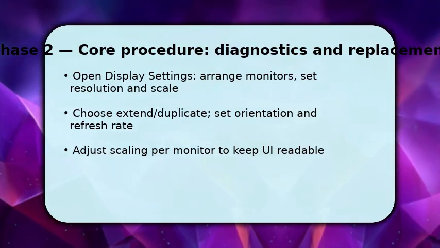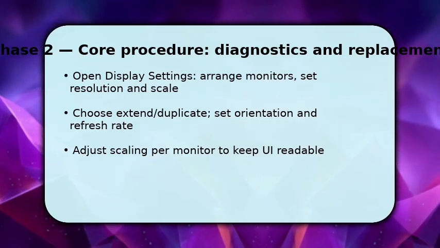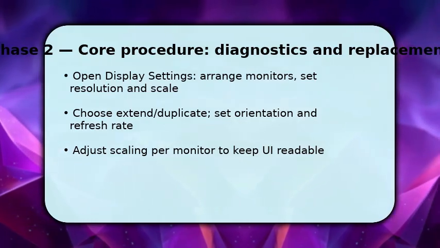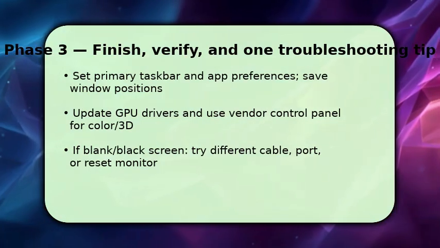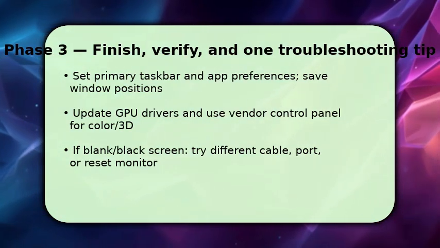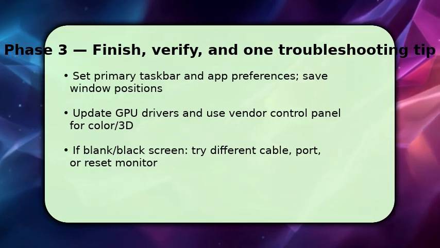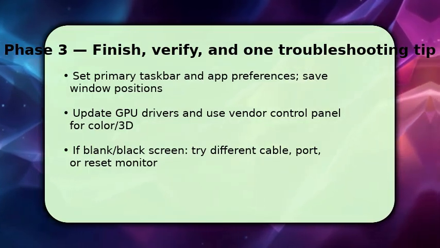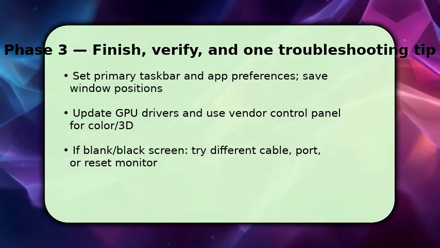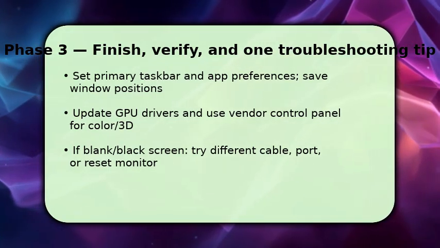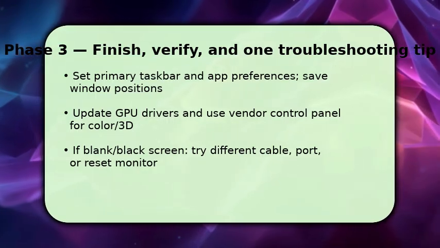Once arranged, test by moving a window across. Fix flipped orientation or mismatched scaling if movement feels off. Finish by optimizing behavior and preventing issues. You should set which display holds the taskbar, configure app preferences for which monitor opens new windows, and use GPU control panels for color calibration. Save window positions with an app or OS feature if you switch layouts often.